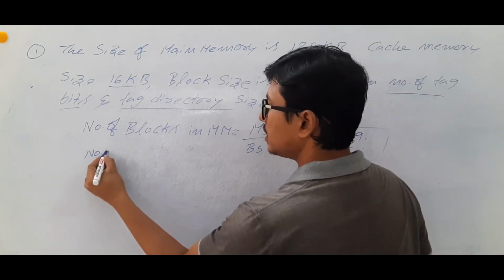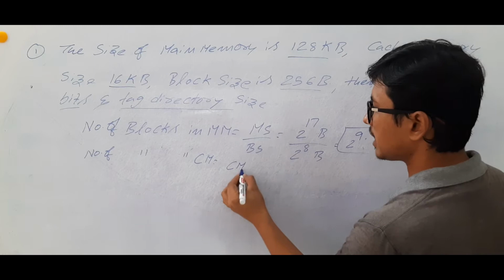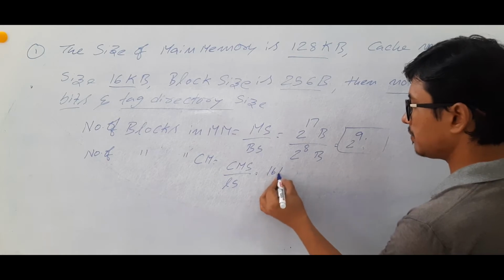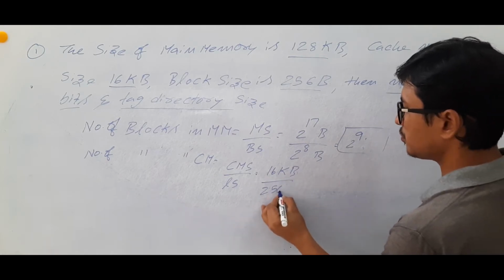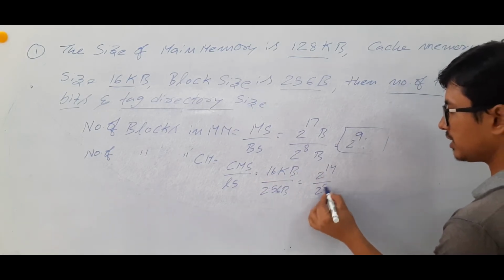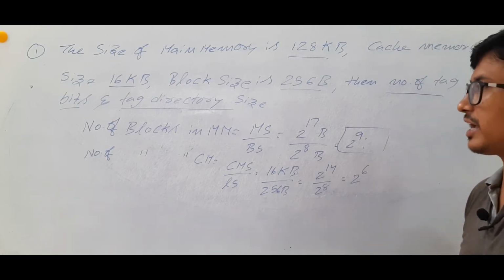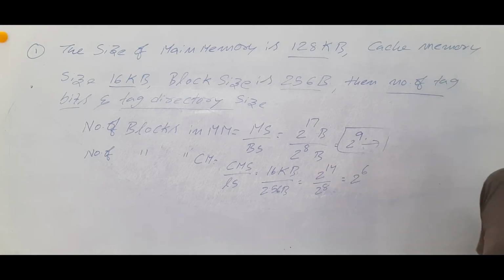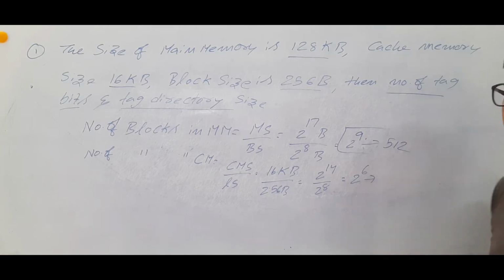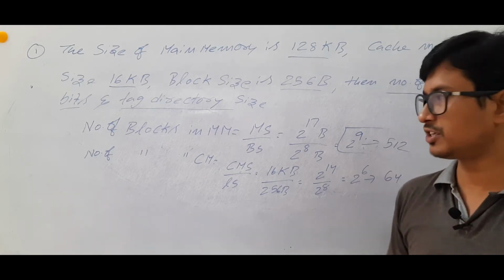Number of lines in cache memory is equal to cache memory size by line size. What is the cache memory size? It is 16 KB, and the block size is 256 bytes, which is equal to 2 power 14 by 2 power 8, which is equal to 2 power 6. So 64 lines are there in the cache memory. The number of blocks is equal to 512 in the main memory. Number of lines in the cache memory is equal to 64. 2 power 6 is 64.